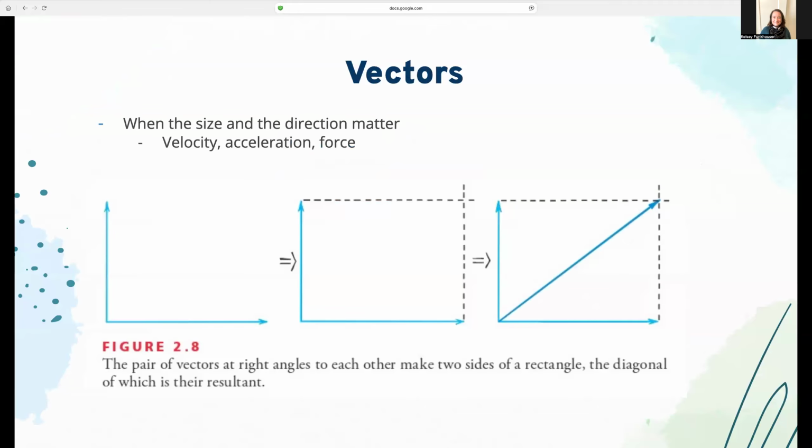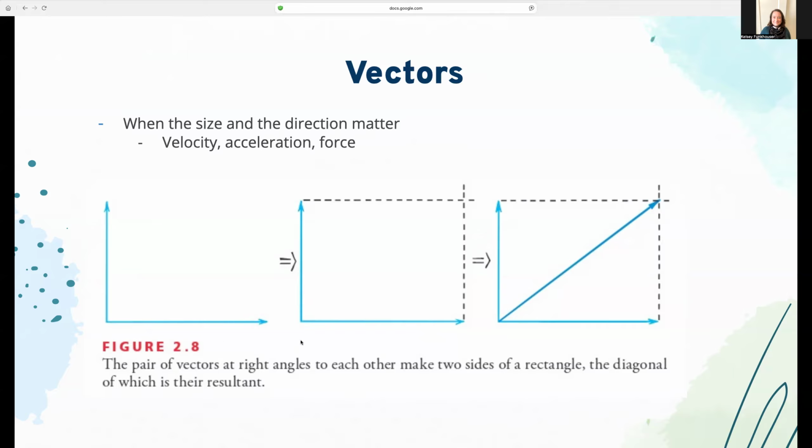Next up, I want to talk a bit more about vectors. We've talked about how some variables like velocity, acceleration, and force take into account how big something is and what direction it's going in. And we can represent that with what are called vectors, like vector diagrams, which is really just arrows or lines with arrows.